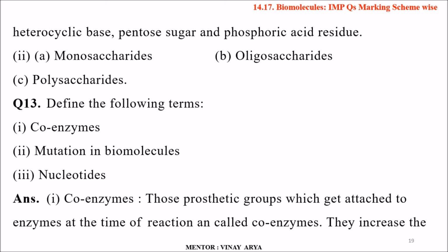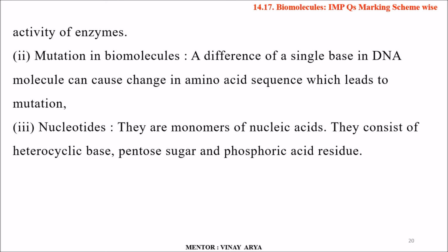Define the following terms: coenzymes, mutation in biomolecules and nucleotides. So the first one, coenzymes: those prosthetic groups which can attach to enzymes at the time of reactions are called coenzymes. They increase the activity of enzymes. Mutation in biomolecules is the second one. A difference in the base sequence of DNA molecules can cause a change in amino acid sequence, which leads to mutation.